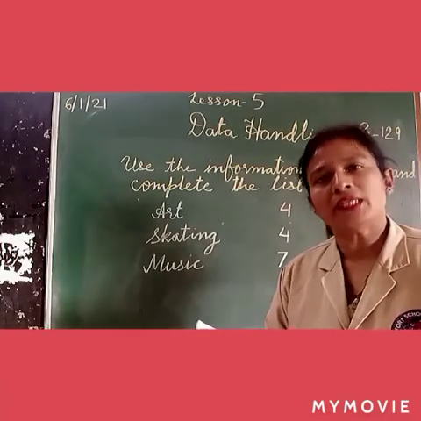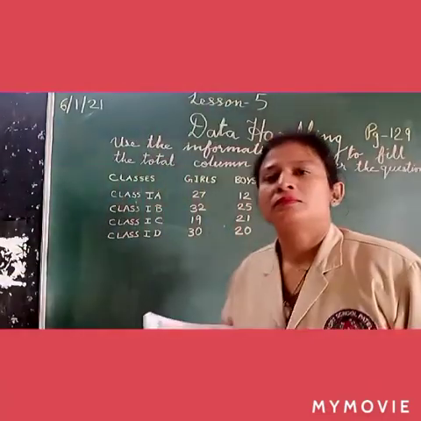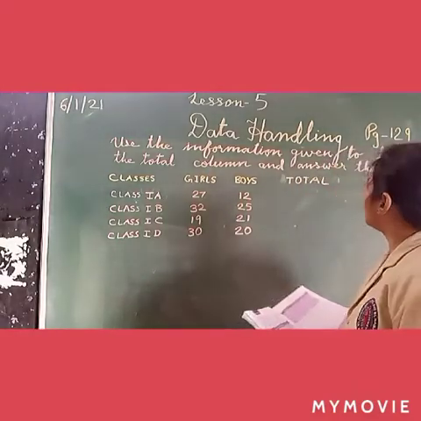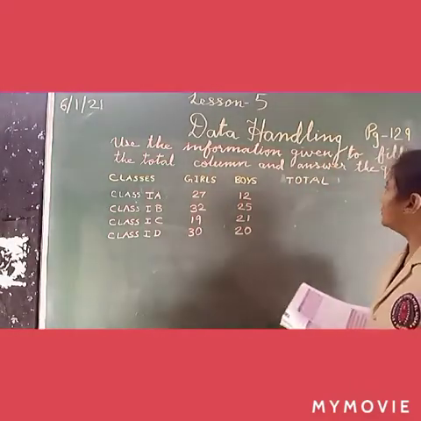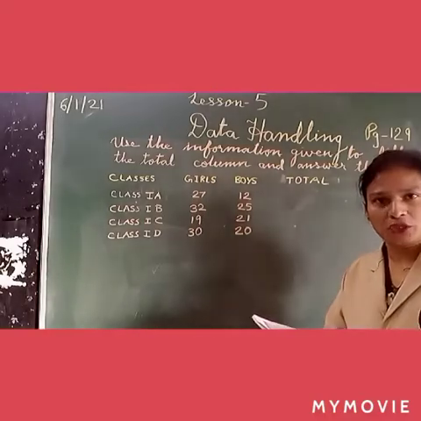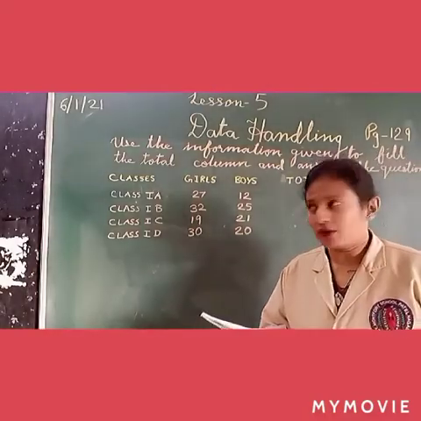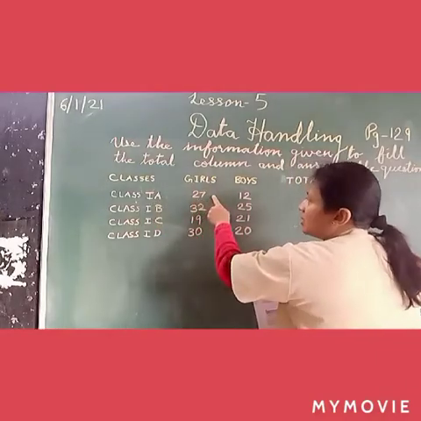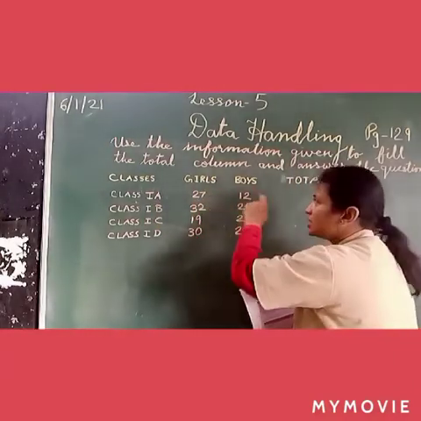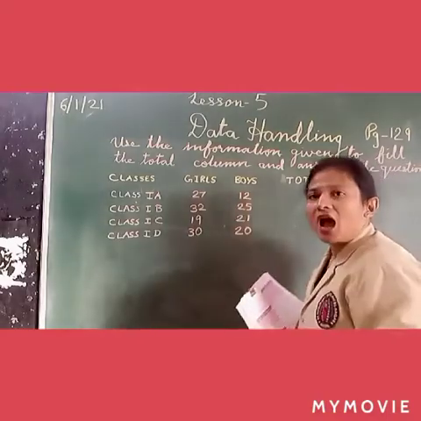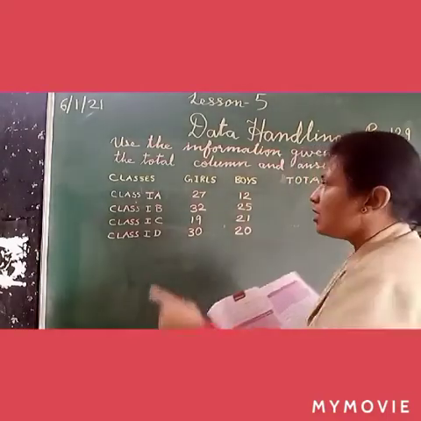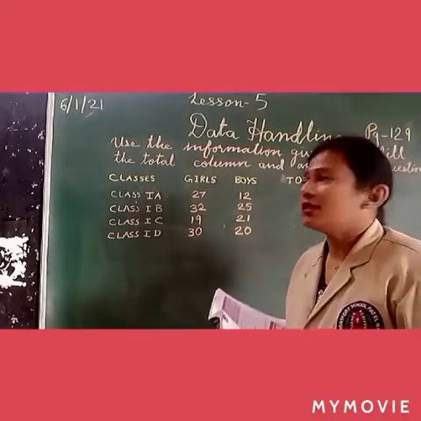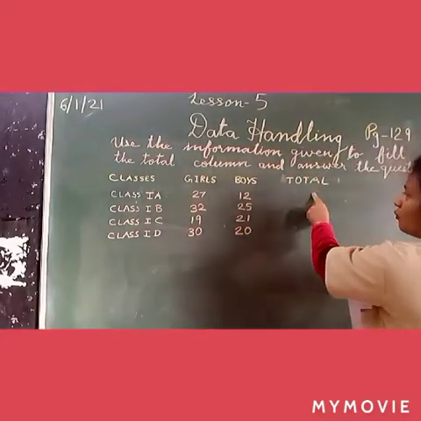Let's come to the second question. Second question is, use the information given to fill the total column and answer the question. Few pieces of information are given, like in class 1A, number of girls are 27, number of boys are 12. Like this, a list is given. What you have to do is addition, total number of students you have to find out.